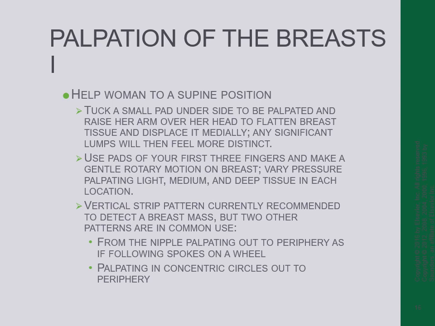So for the palpation part, you want to put the patient in a supine position. If you can, put a small pad or pillow under the side that you're palpating and raise the arm overhead, it helps get the breast into the correct position. You want to use the pads of three fingers and gently press with medium to deep palpation. You can go over light first, medium second, and then deep last to feel for any superficial, moderate, or deep lymph nodes or lumps that might be present.